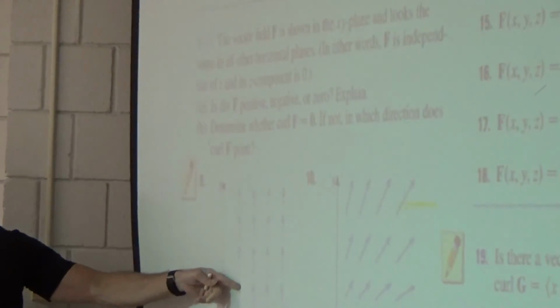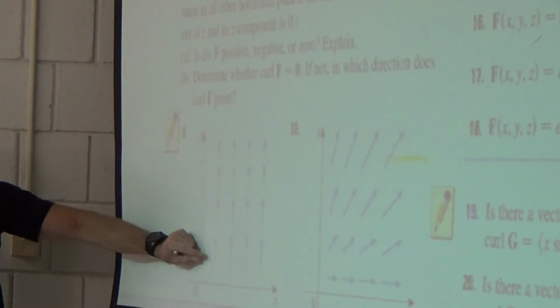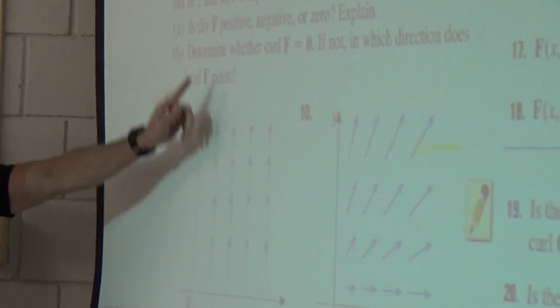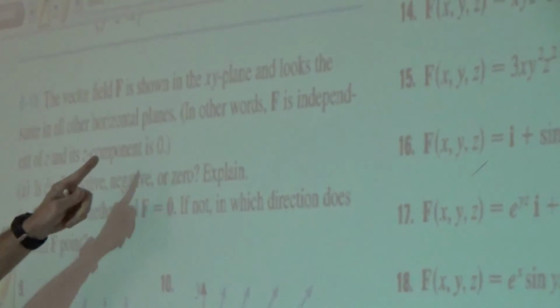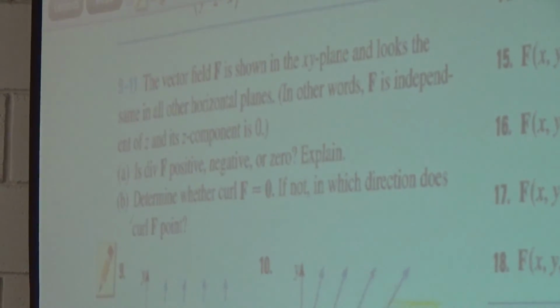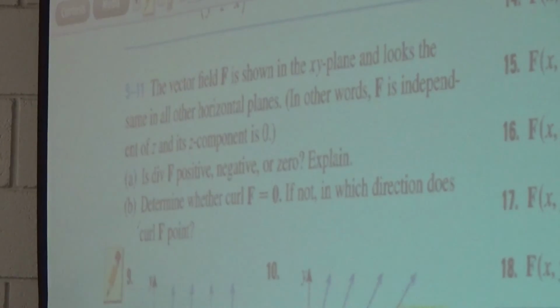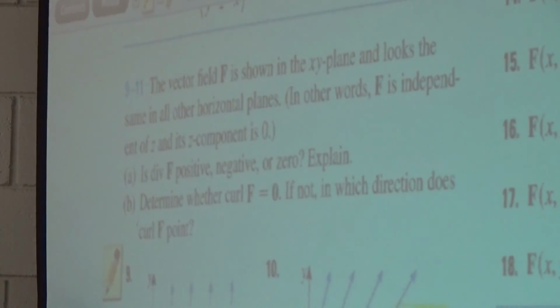Can someone see these? Are they blue? Okay, these blue vectors. It looks like this is some vector field. They said the vector field F is shown in the xy plane, as we can tell, but they did say it looks the same in all other horizontal planes. So how about the plane right above?